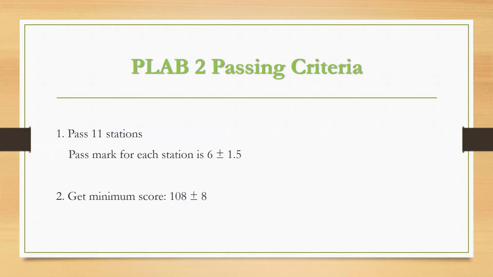It varies from exam to exam and depends on many factors. We can say that the average passing score will be about 6 marks plus or minus 1.5, which means that the passing score sometimes will be as low as 4.5 and sometimes it can be as high as 7.5 marks for each station. Also, you have to get a minimum score of 108 plus or minus 8, which means that the minimum passing score could be as low as 100 and could be as high as 116. So you have to pass 11 stations and get at least a 108 score.